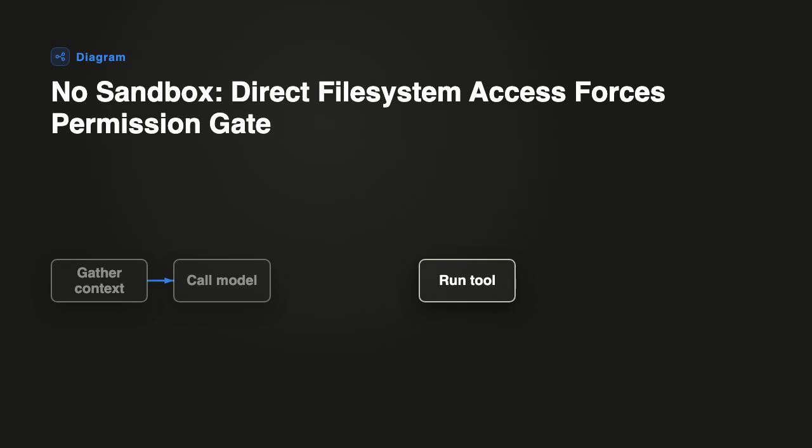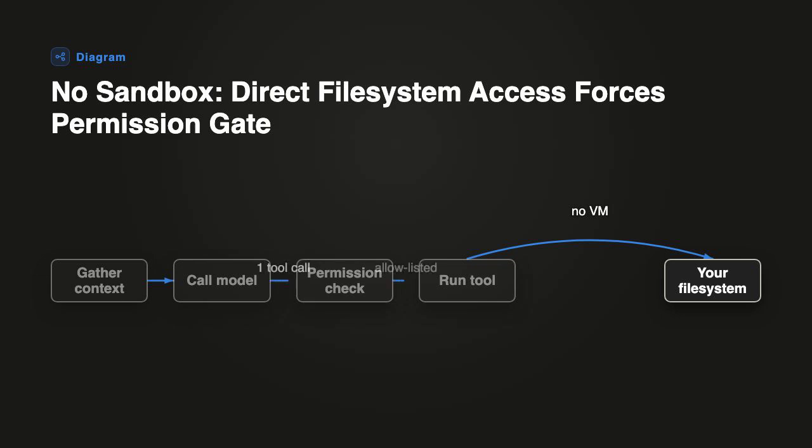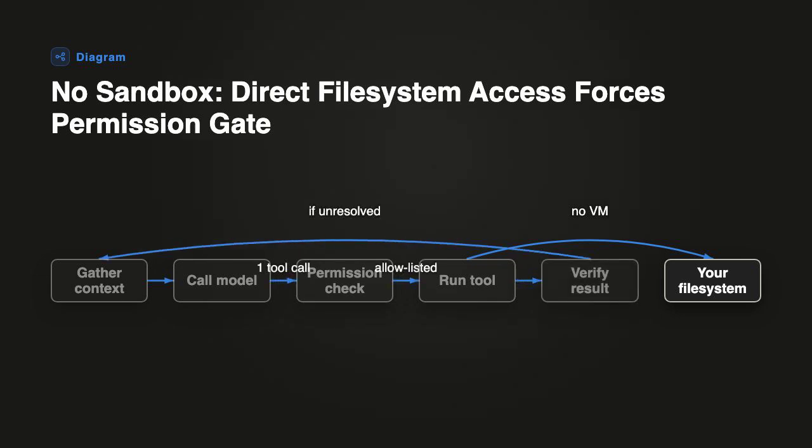Because Anthropic made a deliberate trade. Simplicity over isolation. No virtual machine, no cloud sandbox. It reads and writes your actual file system directly. That's the constraint that forces the permission system to exist at all. If the runtime itself won't isolate you, every single edit and shell command has to stop and ask first.